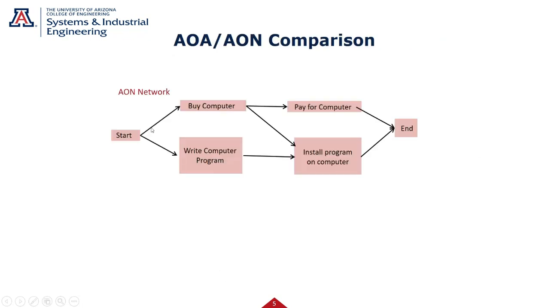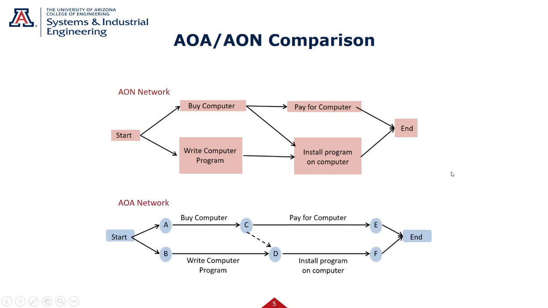So let's say I'm doing an AON, activity on node. I buy a computer. I can also start writing a program though, maybe in parallel. Okay. Now I get the computer, I can install the program on the computer. I'm also paying for the computer over here, and I'm getting to an end. How would I draw that on activity on arrow?